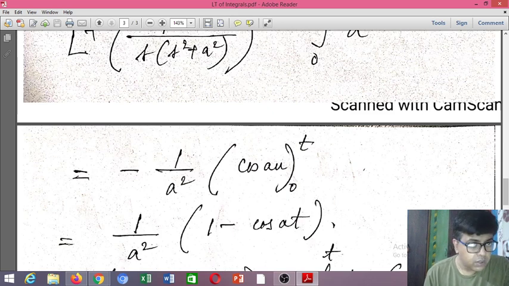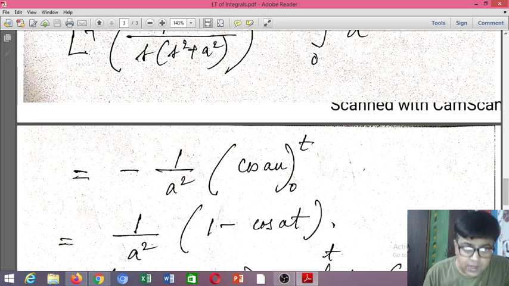But that's not the answer. That is the L inverse of 1 by s into s square plus a square. You need to find the L inverse of 1 by s cube. So since L inverse of 1 by s into s square plus a square is now known to me, I can apply the Laplace transform of integral property once more.